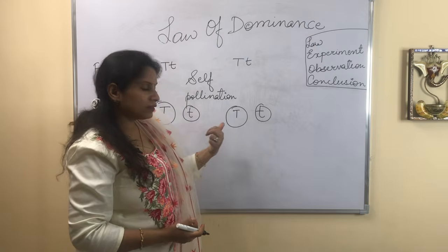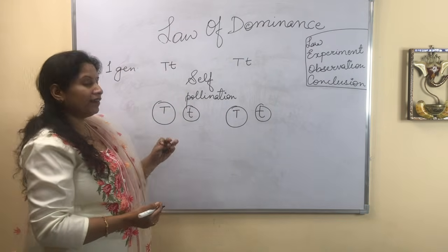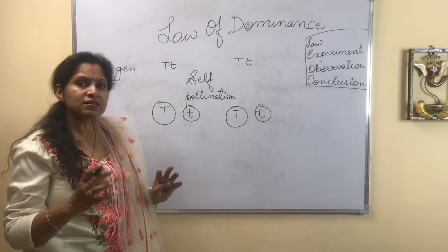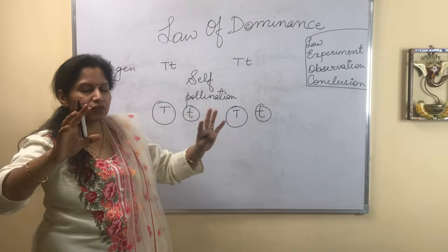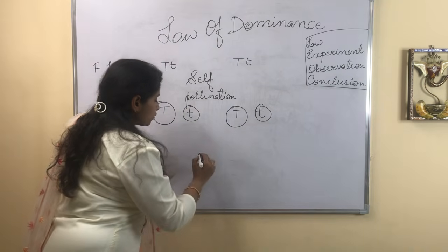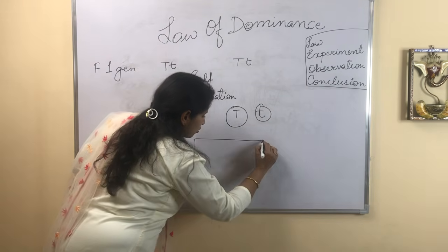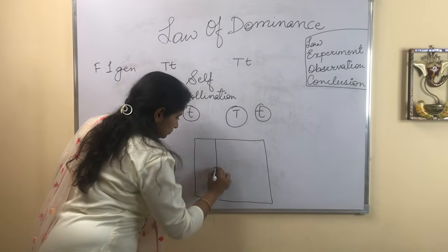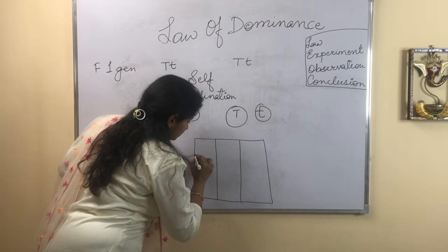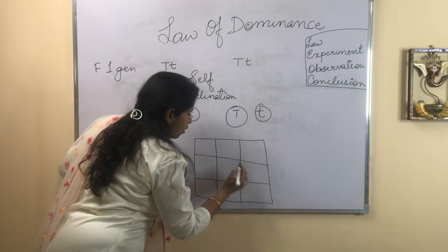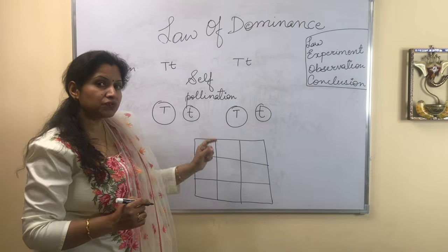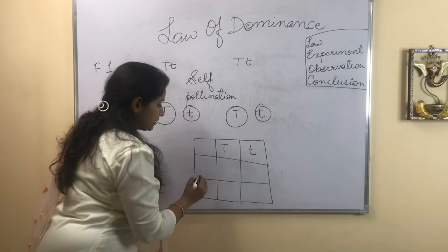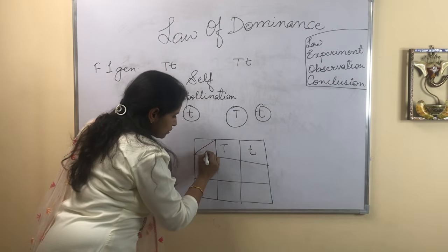Now, when the fertilization will occur, there are four possibilities. We can work out these four possibilities by drawing a square also. That would look very nice in your answer. So, how will we show that? We will draw a square. On one side, we will be showing the gametes of the male. What are the possibilities? Capital T and small t. And on the other side, these are the gametes of the female.